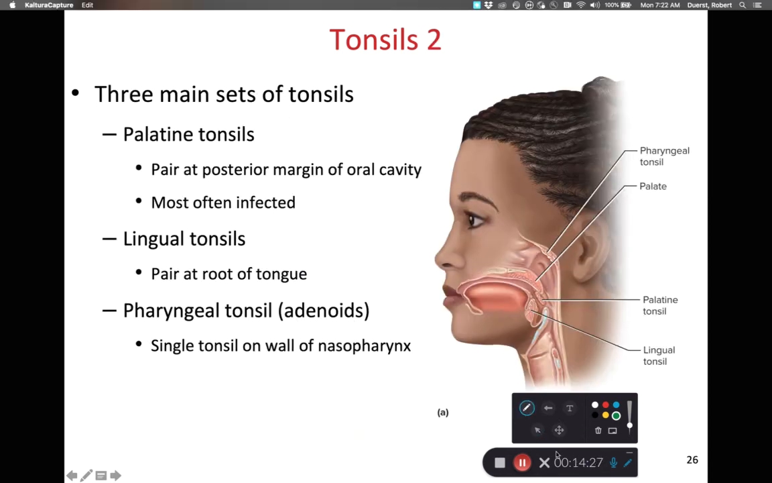As we look at our tonsils, the palatine tonsils are a pair of tonsils on the posterior margin of the oral cavity, right up here. The lingual tonsils are at the root of our tongue. So the lingual tonsils are medial to the palatine tonsils, and the palatine tonsils are lateral to the lingual tonsils. And then our adenoids, aka the pharyngeal tonsils, are up at the superior margin of our nasopharynx, right at the end of our nasal cavity.